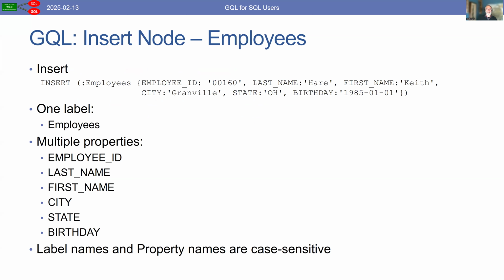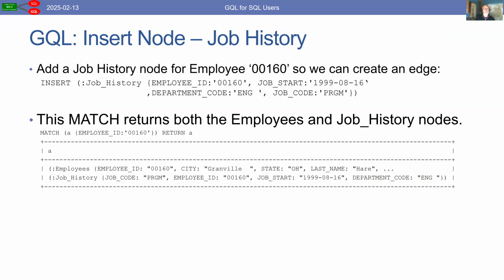So how do I insert data? Well, I insert. In this example, there's a label that is identified by the colon, and the label is employees. And then I list a set of pairs of property name, property value, property name, property value. One difference with GQL over SQL is that the label names and the property names are case sensitive. So I have multiple properties.